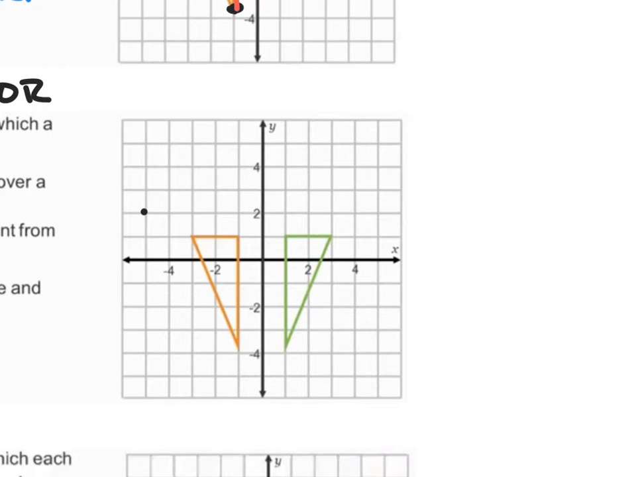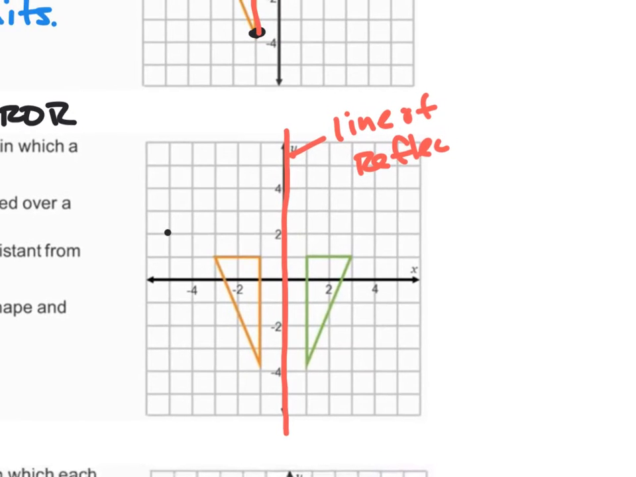So if I look at this, the couple things I have to talk about when I talk about a reflection, okay? I have a line of reflection. So I'm going to draw that in here and call this my line of reflection, okay? And this is my original triangle here, all right? And we mirror that over to the other one.